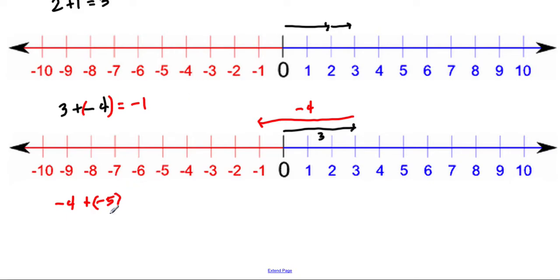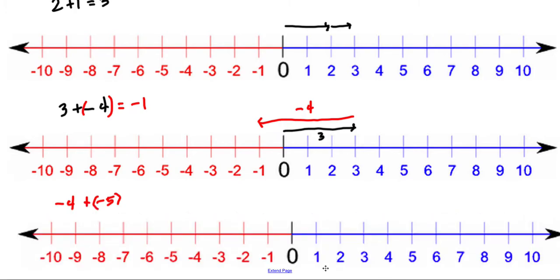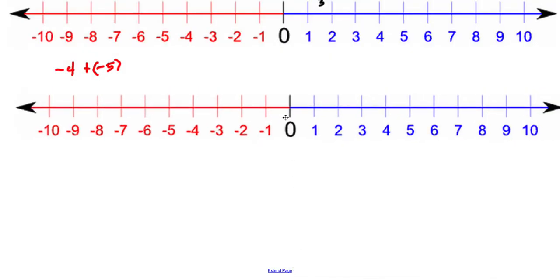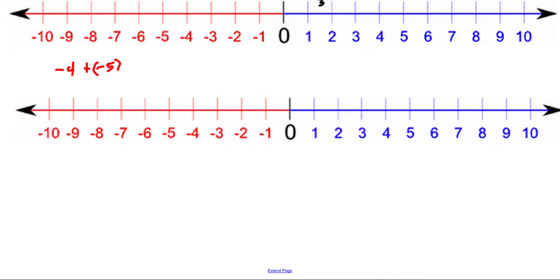So you have negative 4 plus negative 5, and let's get our number line for negative 4 plus negative 5. Let me extend my page. There you go. So negative 4 plus negative 5, first you need to start at negative 4. So from 0, you go all the way to negative 4. And then since you are adding negative 5, you're still moving 5 units to the left of negative 4, which will end up in negative 9. So negative 4 plus negative 5 will give you negative 9.